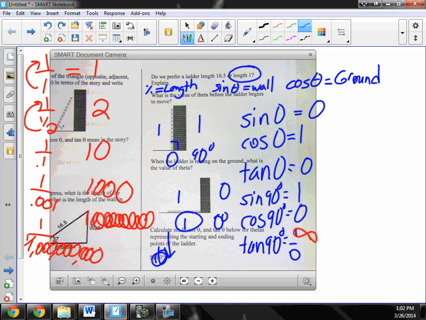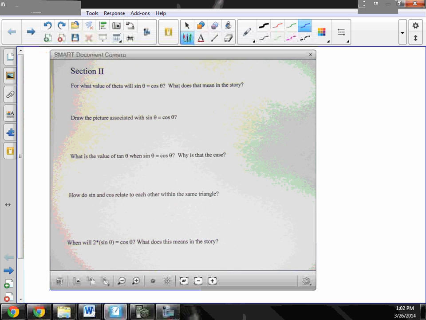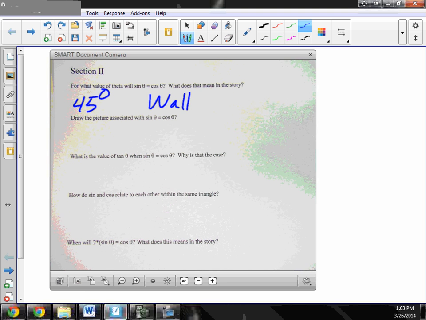Okay. So, turn the page again. For what value of theta will the sine of theta equal the cosine of theta? Is there a triangle so that the sine and the cosine are equal? When? Right. This only happens at 45 degrees. Why? Because, be more specific, the wall equals the ground. So the wall length equals the ground length.